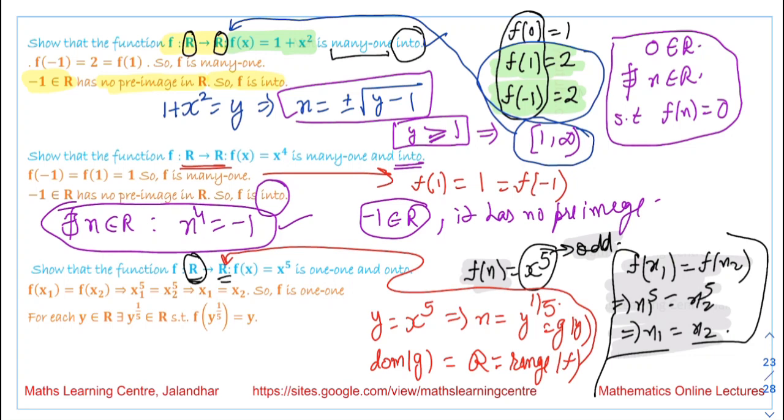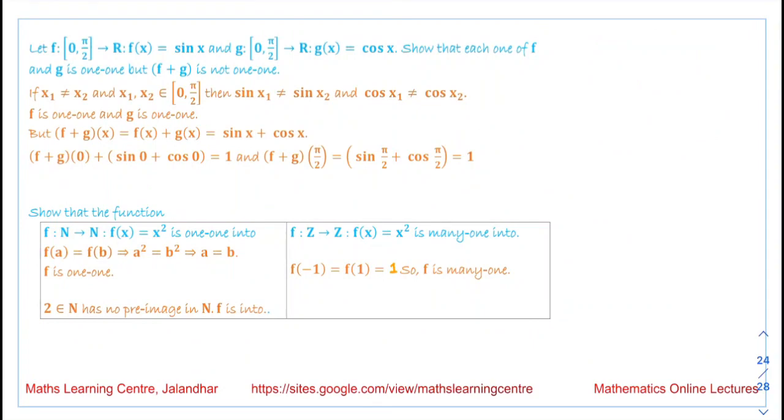Or we are saying over here that for each y belongs to R, there exists y raised to power 1 by 5 belongs to R such that f(y raised to power 1 by 5) is y. It means for every real number, we have an element of the domain whose image is y. It means that every element of the codomain has a pre-image, and hence this function is an onto function.